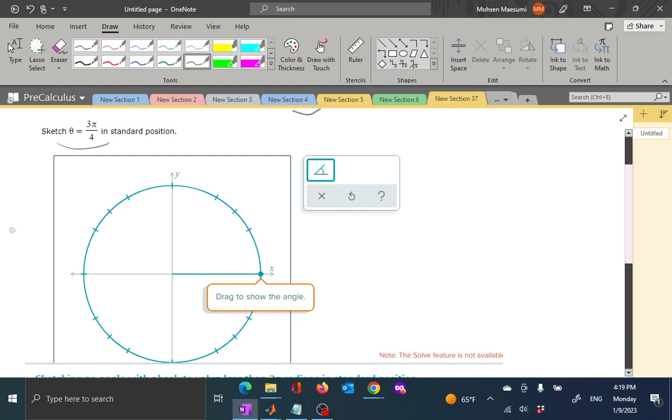So remember, we start from 0, we go around the circle. By the time we come back, we are at 2 pi. What does that mean? It means we are at pi over 2 here, we are at pi here, we are at 3 pi over 2 down here. And how about the rest of the angles?